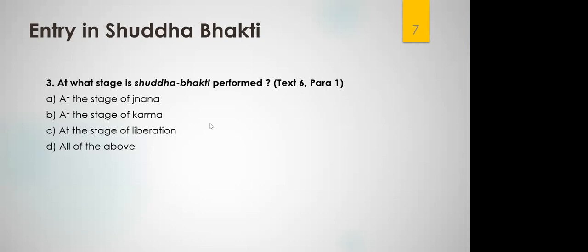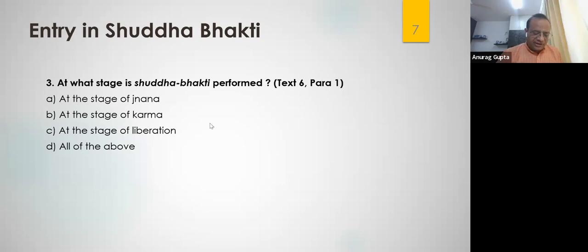In text 6, in the purport, in the very first paragraph, there is Brahma Bhuyaya Kalpate. Why did Prabhupada need to give this reference? Why is he giving this reference here?